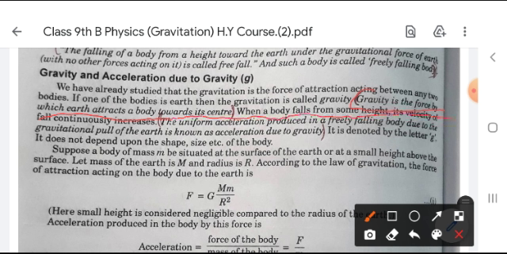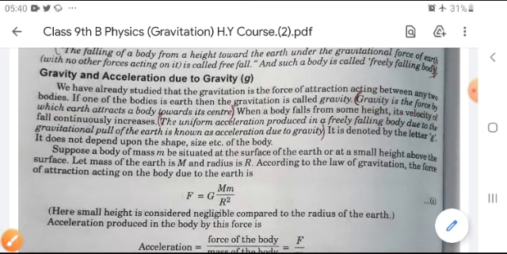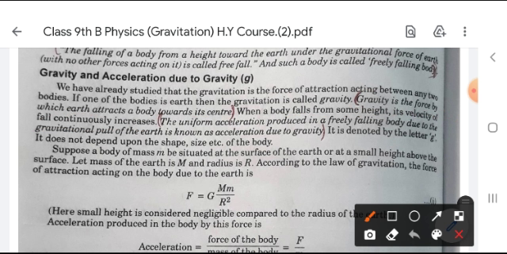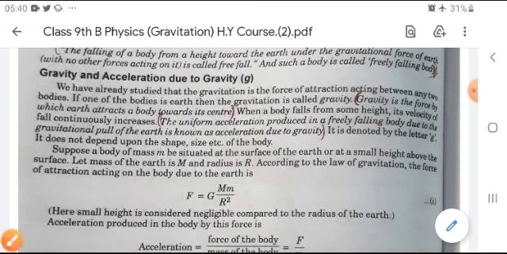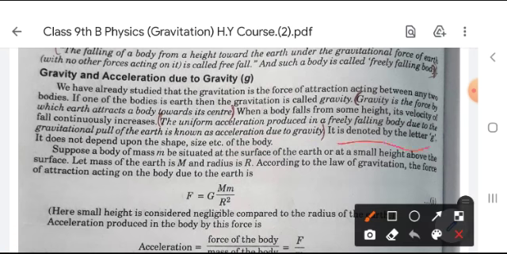When a body falls from some height, the velocity of the falling object continuously increases. Okay children, we can say that the uniform acceleration produced in a freely falling body due to the gravitational pull of the Earth is known as acceleration due to gravity. That is given here in these two lines. It is denoted by the letter small g. That is very important for you. This is small g. It does not depend upon the shape, size, etc. of the body.